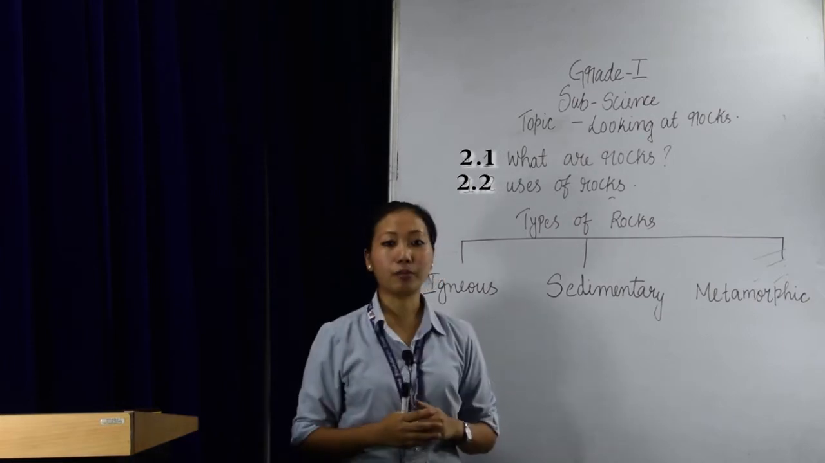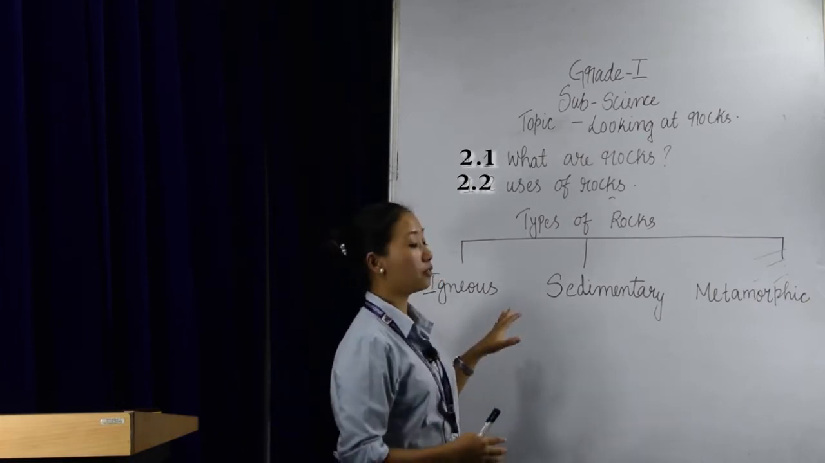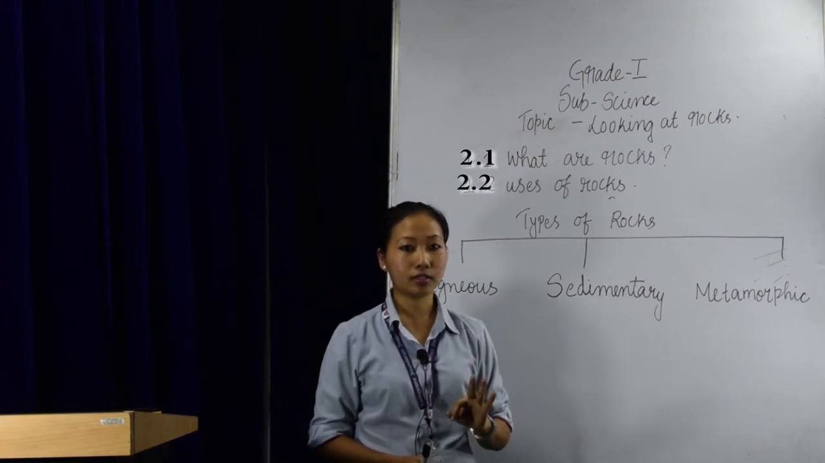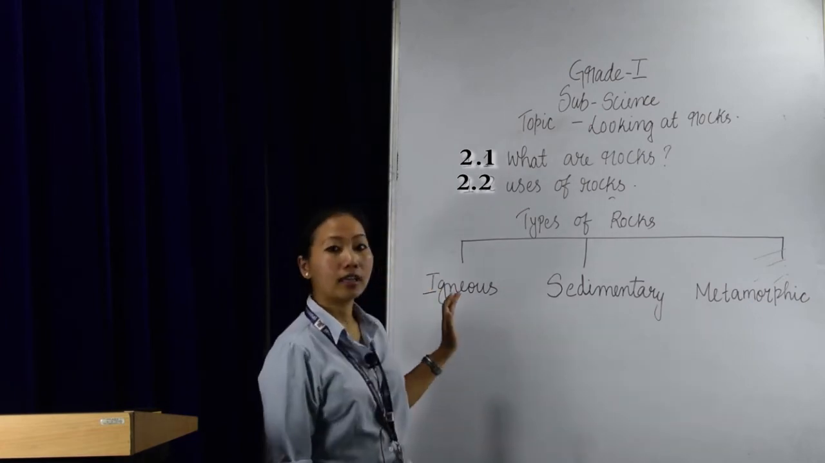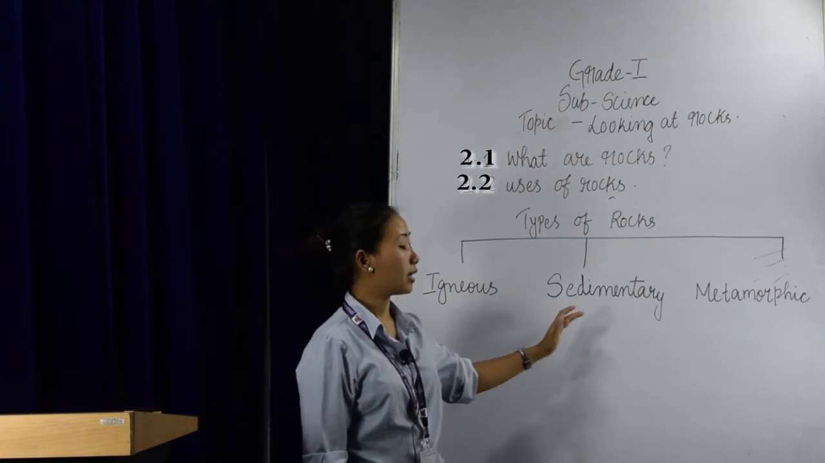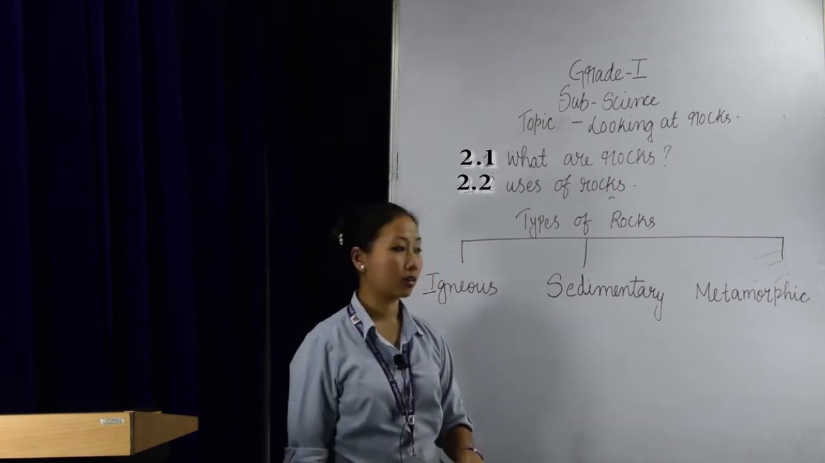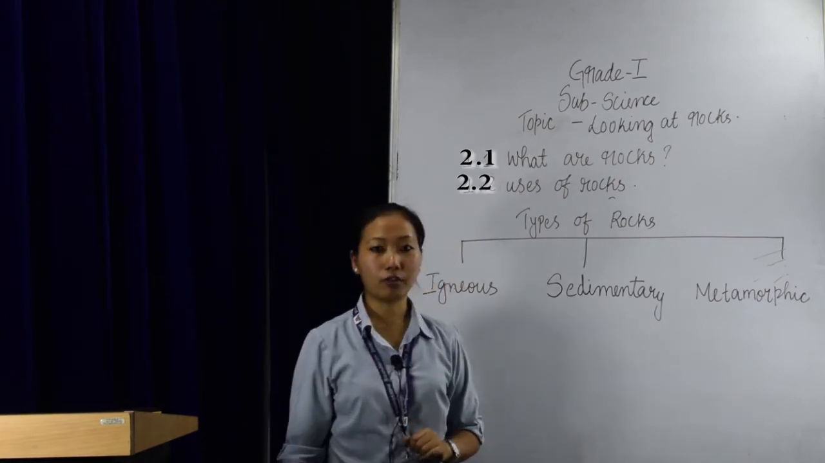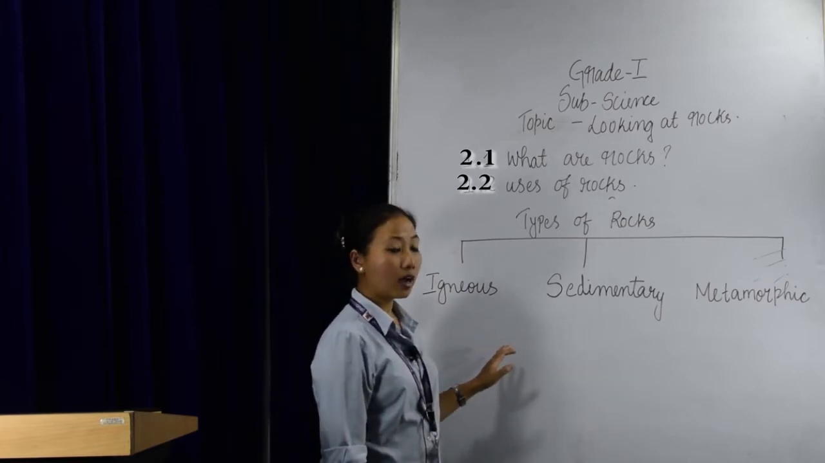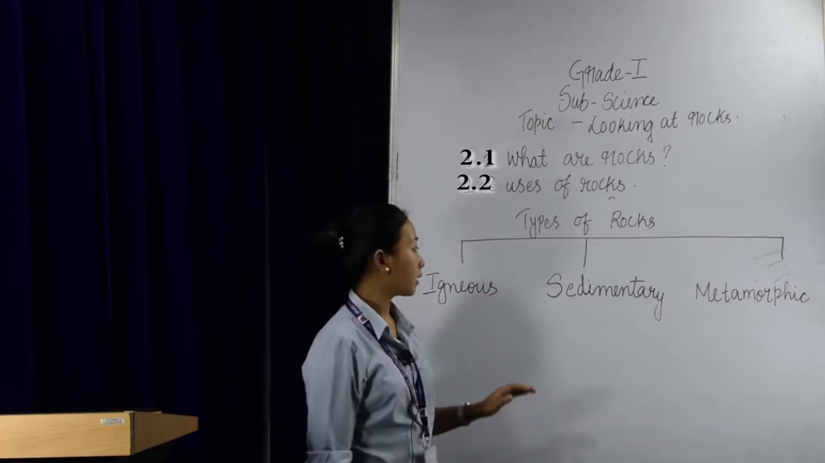On the basis of formation of rocks, the rocks were divided into three types. The first one is igneous rock. Second is sedimentary rock. Third, metamorphic rock. Now let's see how these rocks are formed.